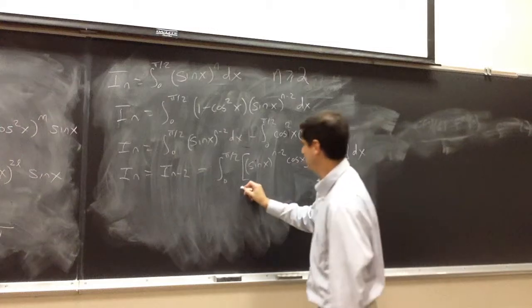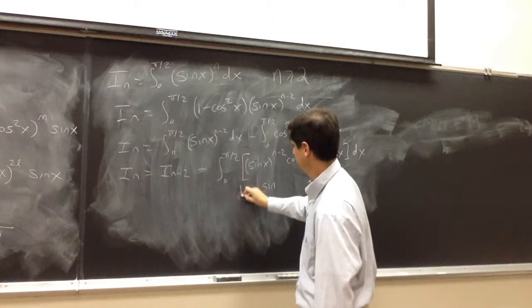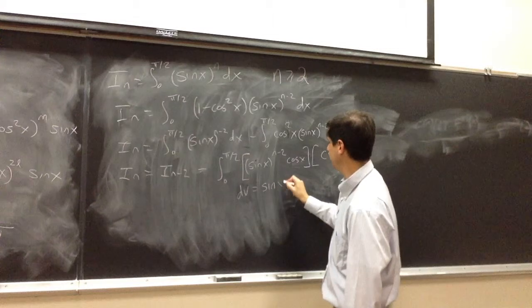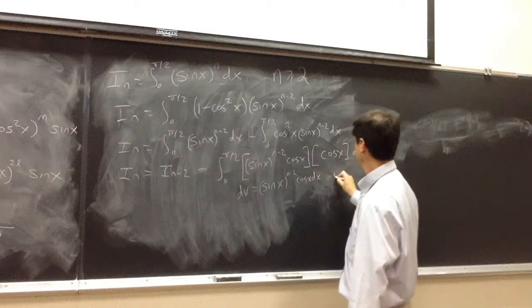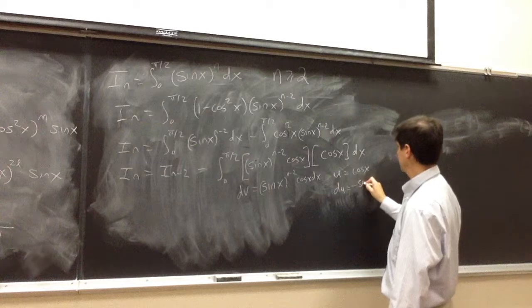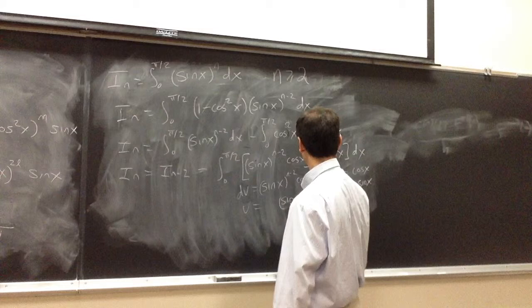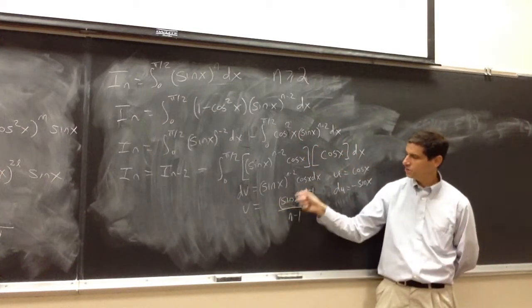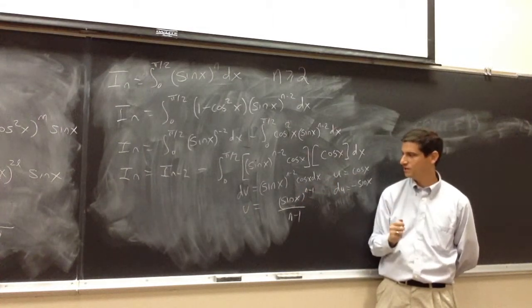Integration by parts. And so u should be, I'm sorry, I want this to be dv, because I've got exactly what I need here. So dv should be sine of x to the n minus 2 cosine x dx. u should be cosine of x. du, the derivative of cosine, is minus sine of x. And v is going to be sine of x to the n minus 1 divided by n minus 1. And let's check. The derivative will be n minus 1 sine of x to the n minus 2, and the derivative of sine is cosine. Good, so I don't have any minus signs that I'm missing.